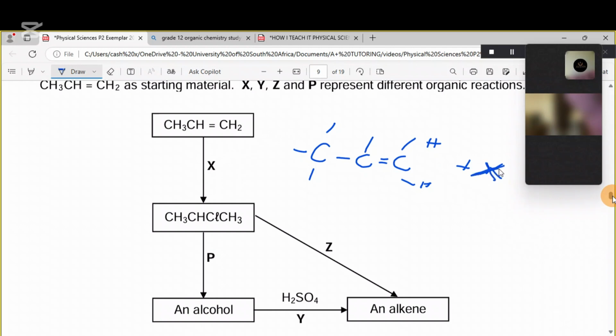They added this something, this X, and then what did it make? It made this, with one H and Cl on the carbons. So what do you think was added here? A halogen.